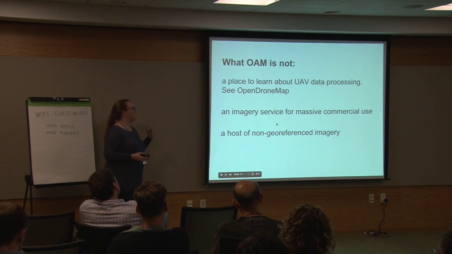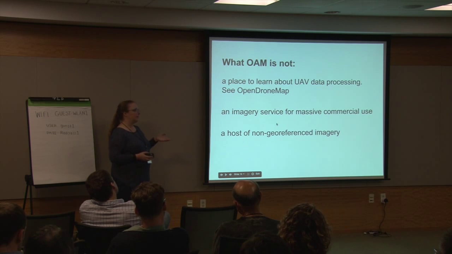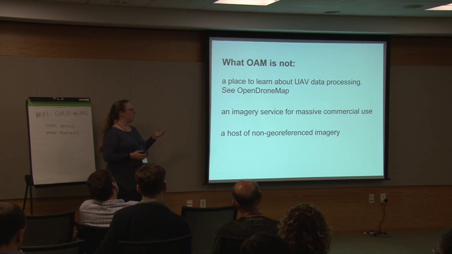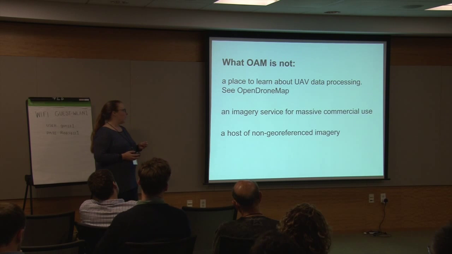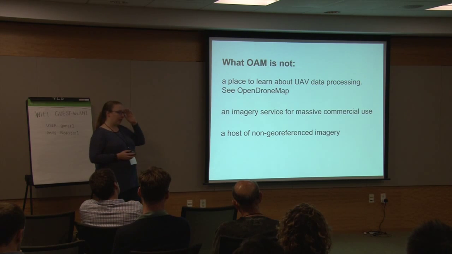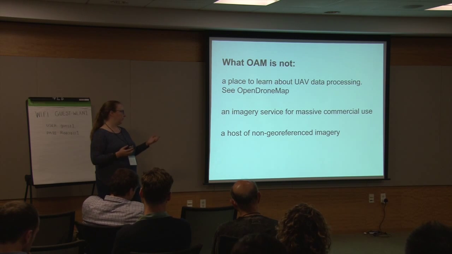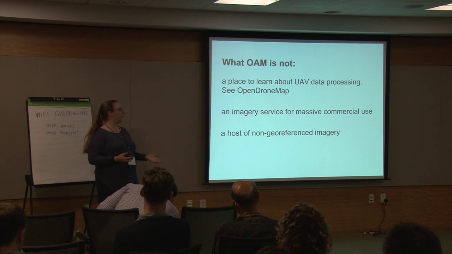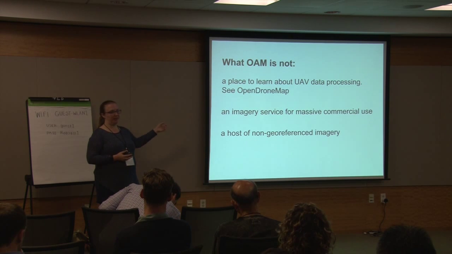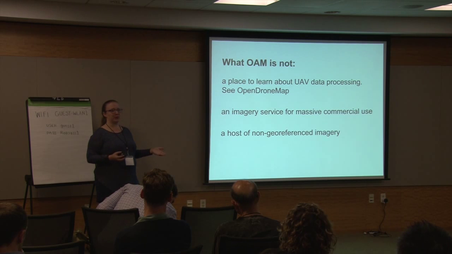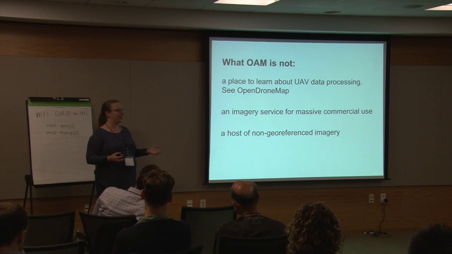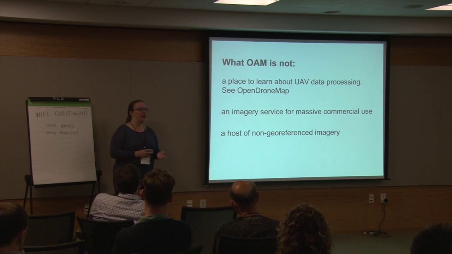Okay. So a lot of people want to learn about UAV data processing, but we have a sister project, OpenDroneMap, that's looking into that. It's also not meant to be a service for massive commercial use. As a community that's building a commons, that would be very difficult. That doesn't mean you can't take the open data available on OpenAerialMap and host it and provide a commercial service. It just means that the core services, similar to OpenStreetMap, we're not going to be able to host a ton of traffic for free. And it's also not for non-georeferenced imagery.